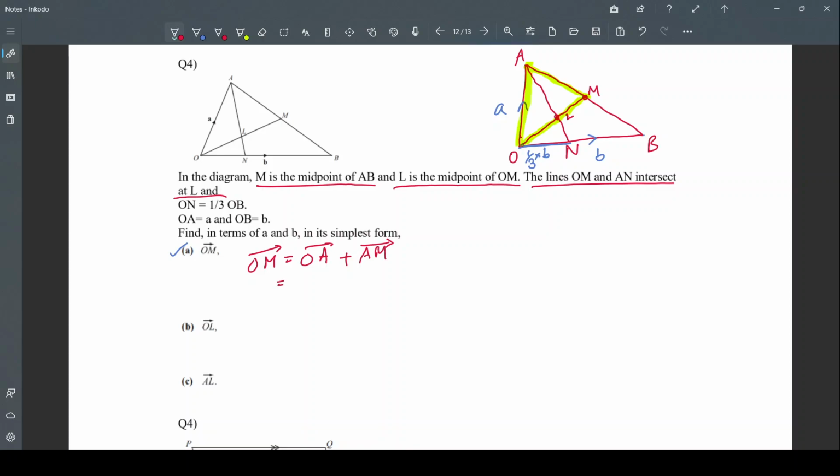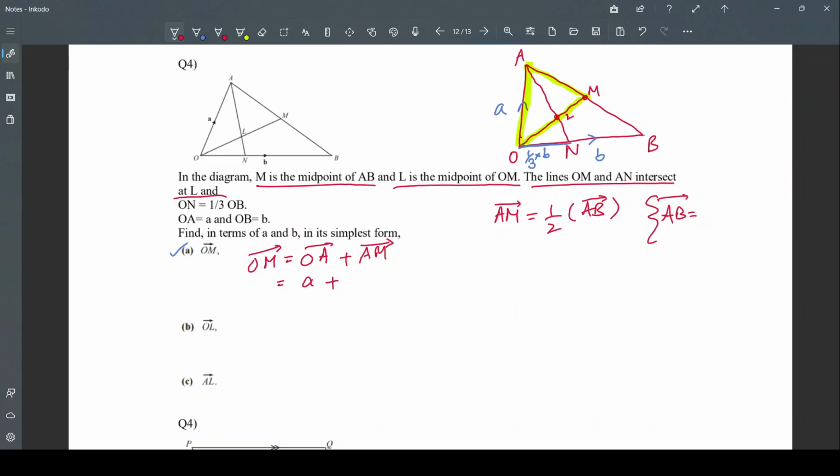So you know what OA is, right? OA is a. What is the AM vector? You know that AM is just half of AB, because M is the midpoint. If M is the midpoint, then AM will be half of AB. Now AB is also not given, so let's calculate it. What is the AB vector?